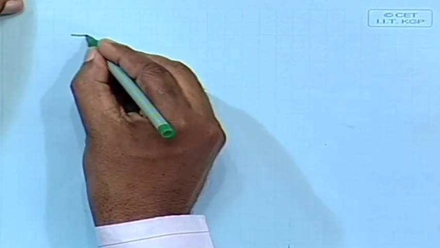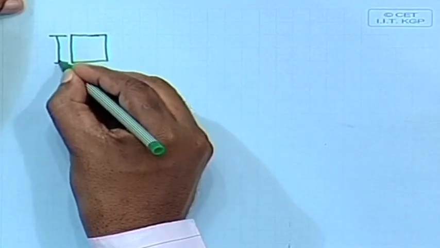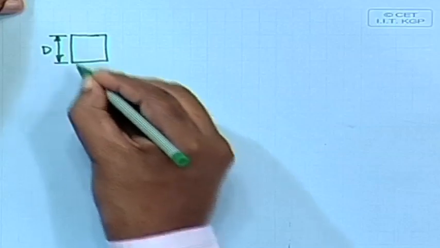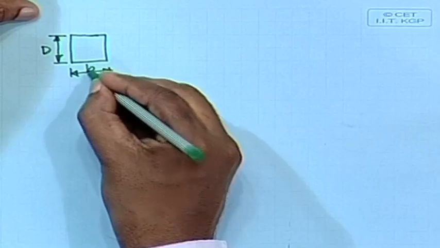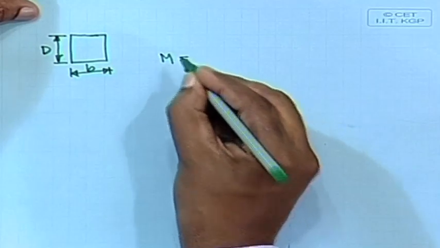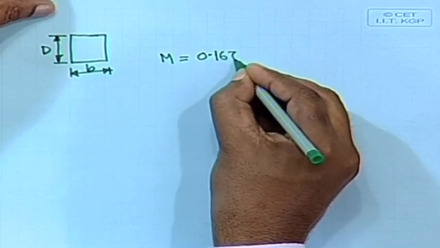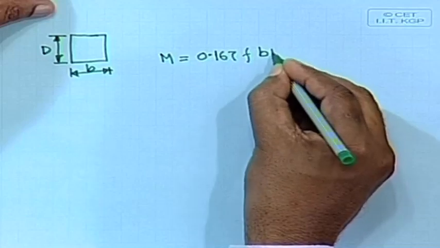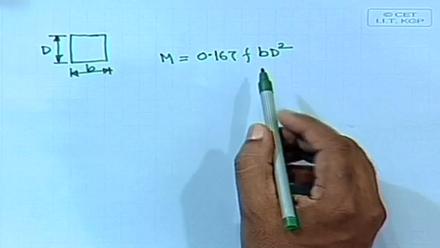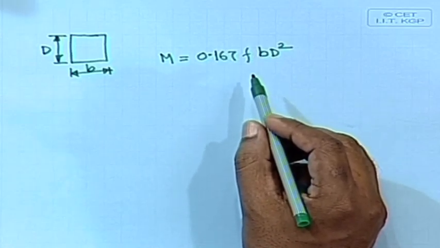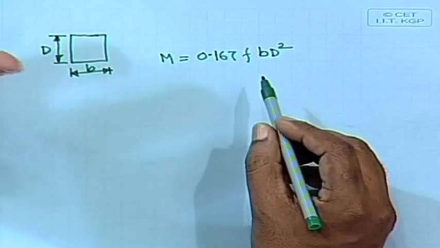Just to recapitulate once more, in this particular diagram, I repeat once more, D and B, and we have found M equal to the moment of resistance, which we can also consider as 0.167 f b d square. So, the equation becomes very simple and handy, and we can find the moment of resistance of that particular section, the section you are going to provide.